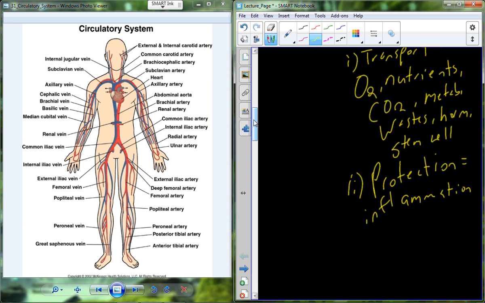So protection. The protection mechanisms of the circulatory system increase blood flow to sites of injury or infection. It's going to be called inflammation. The blood also is involved in the destruction of foreign material or foreign particles.